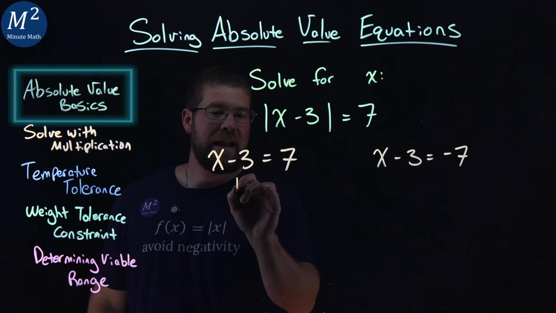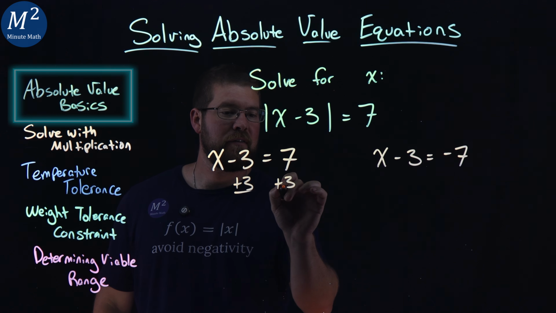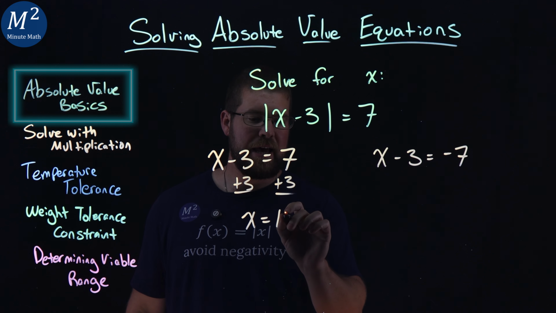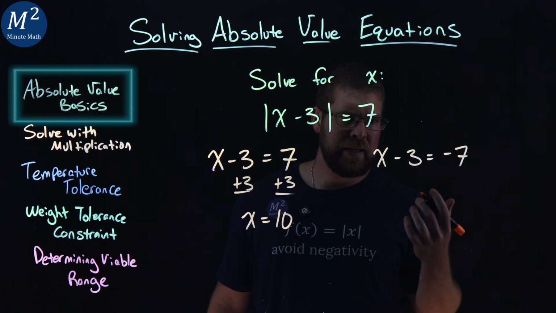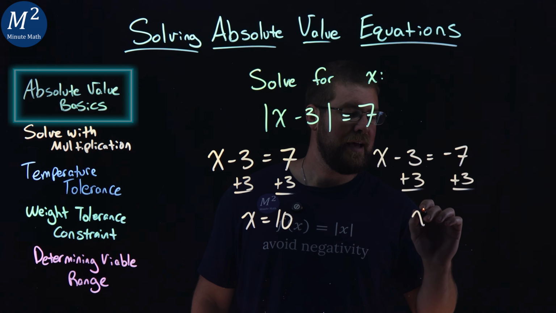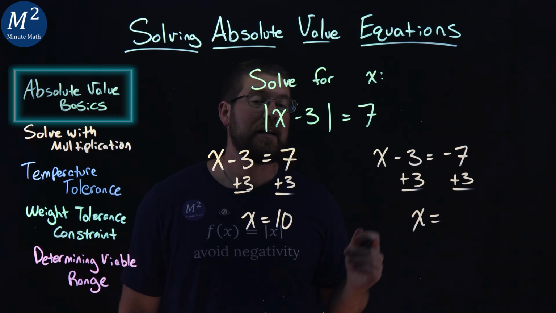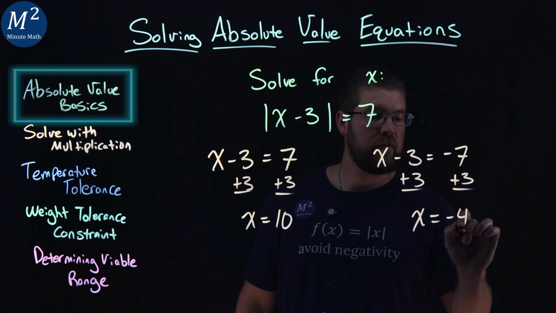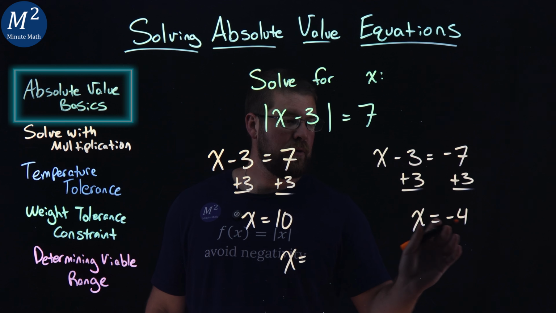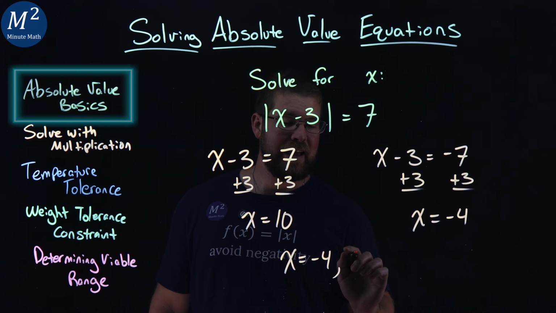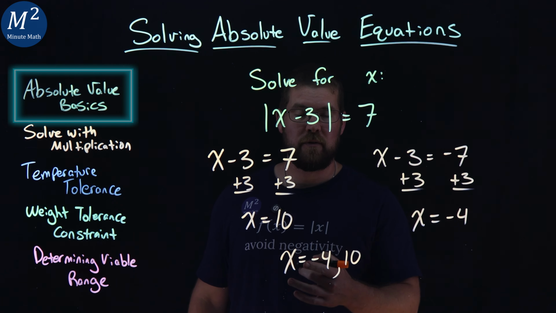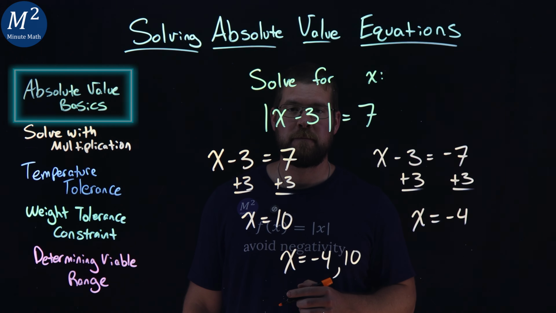First one here, I'm going to add a 3 to both sides of the equation, and x equals 7 plus 3, which is a 10. Here, same idea. I'm going to add a 3 to both sides of the equation. X is now by itself, and negative 7 plus 3 is a negative 4. And so we have two values for x. X equals a negative 4 and a positive 10. And so our solutions here are x equals negative 4 and a positive 10.